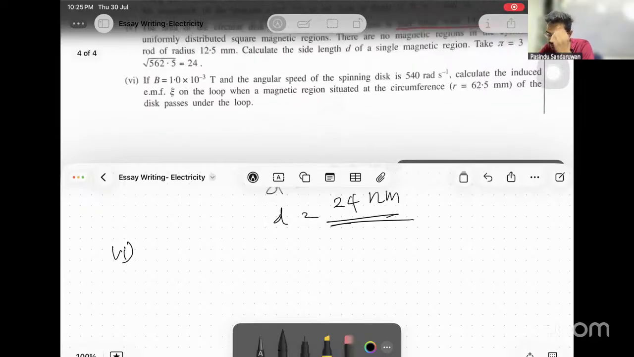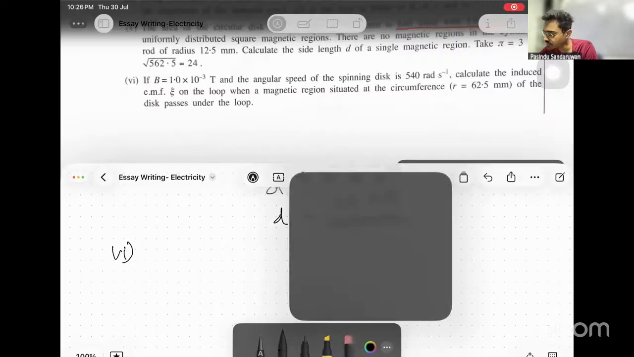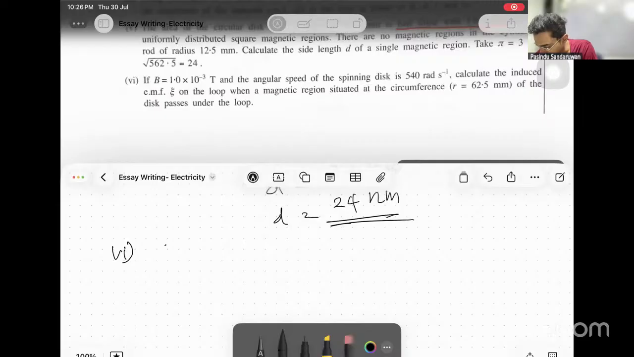If B equals 10 to the minus 3 Tesla and the angular speed of the spinning disk is 540 radians per second, calculate the induced EMF psi on the loop when the magnetic region situated at the circumference R equals 62.5 millimeters of the disk passes under the loop. Right, for psi we have proved an equation before. Then psi can be written as, what was the equation we proved?